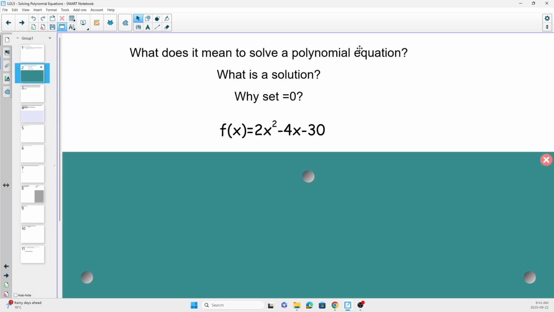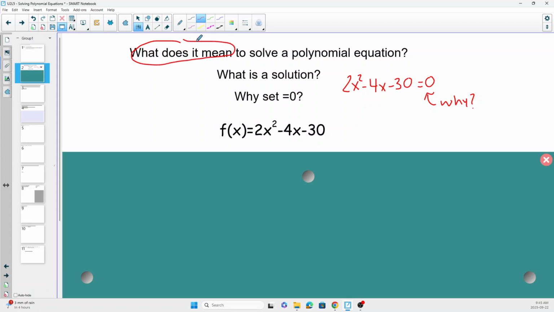So what does it mean to solve a polynomial equation? What is a solution? For example, you would have learned this in grade 10, again in grade 11, where we say, okay, solve the following, and you go, okay, well, I've got to take 2x squared minus 4x minus 30, and I got to set it equal to 0. And I just like to be clear here because oftentimes I will get students in grade 12, and they're going through this motion based on nothing other than memorizing steps. I like to understand why we are setting equal to 0, and what does it mean to solve.